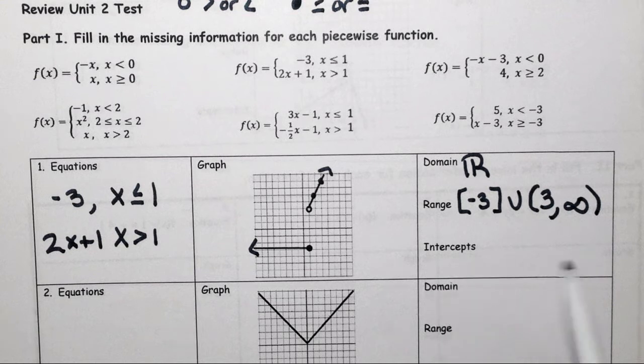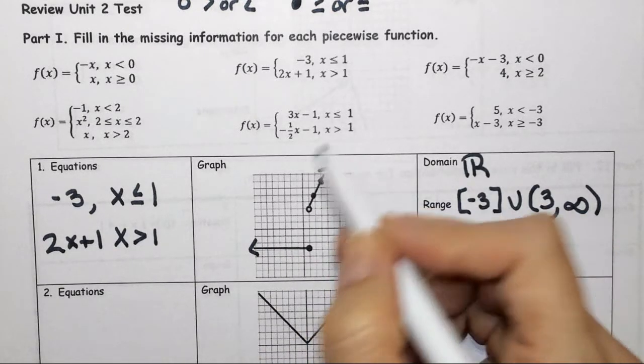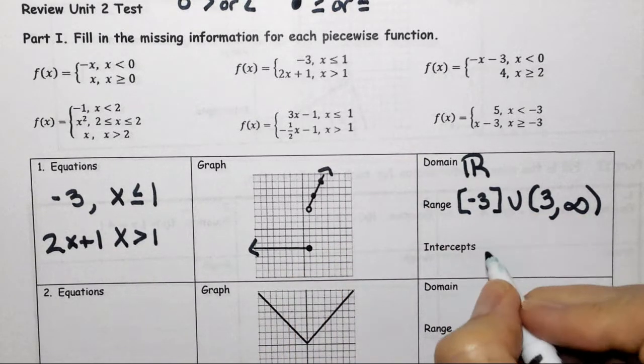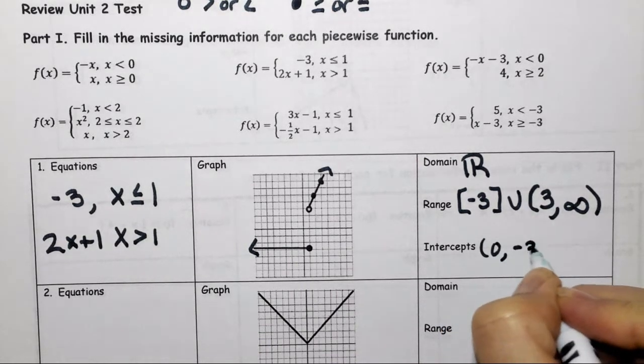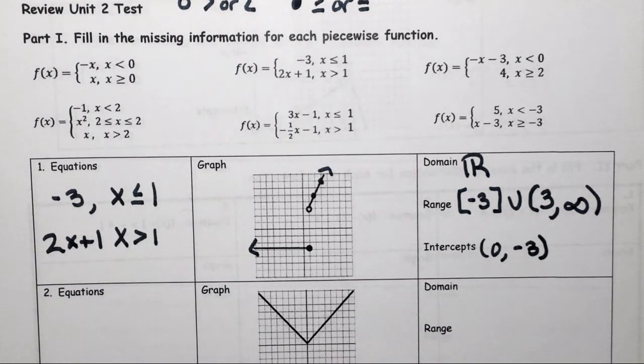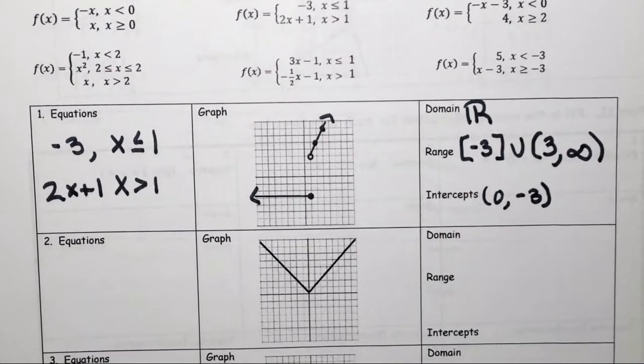The last thing I have to answer about this graph is any intercepts, so anywhere it touches the x or the y. It doesn't seem to touch the x at all. This piece doesn't touch the y, but this piece does at (0, negative 3). Okay, let's go look at our second graph.